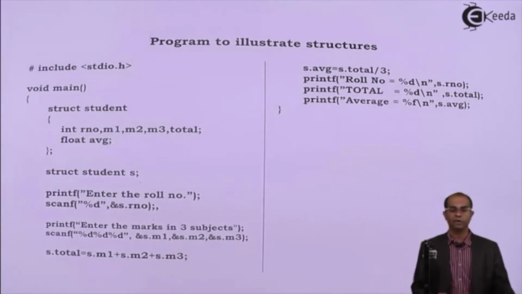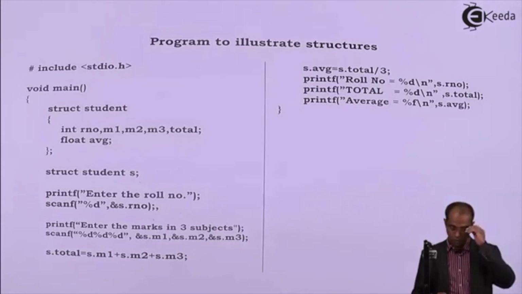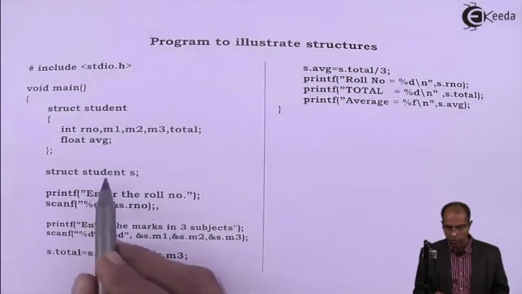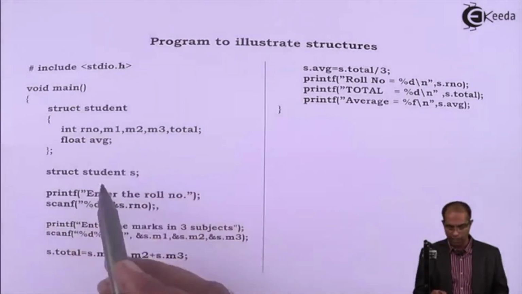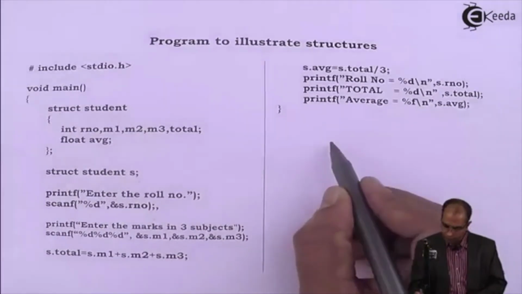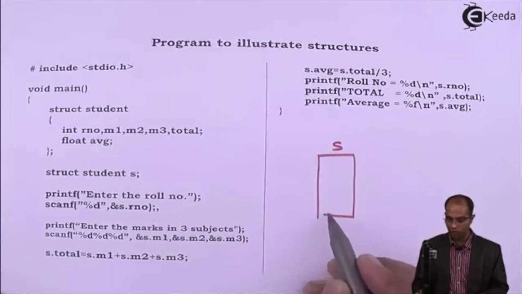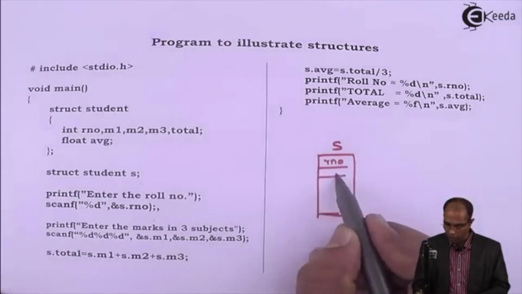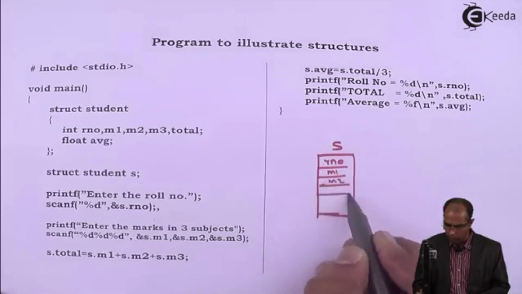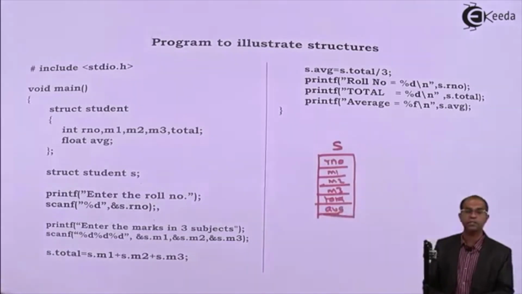If I have to get to the members, if I have to get the memory for these members, I have to create structure variables. If you say that you want to store the details of only one student, what I can do is say struct student S. Struct is a keyword, student is a tag name, and S is the variable. For this example, S will now have memory for various members: memory for RNO to store the roll number, memory for M1, memory for M2, memory for M3, memory for total, and memory for average, AVG.